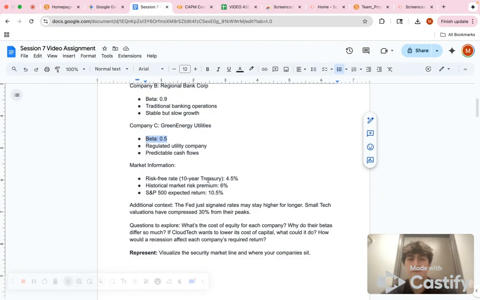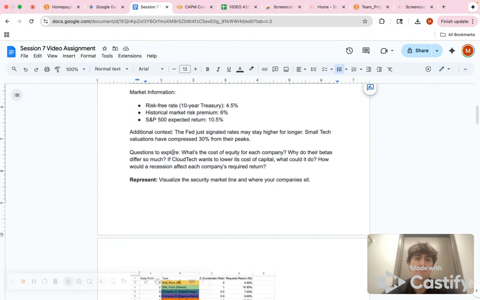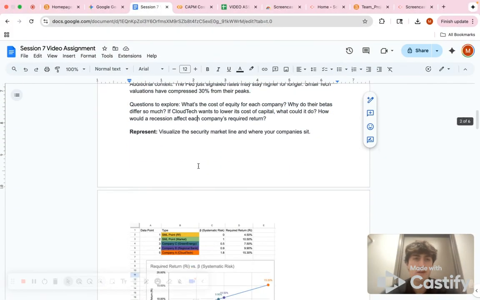And just our market info. We have our risk-free rate for the Treasury, which is 4.5. Historical market risk premium is 6, and then the S&P 500 is 10.5. And then we have these additional context and questions, but we'll get to them at the end.